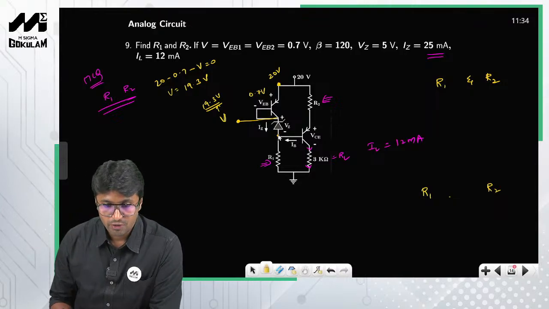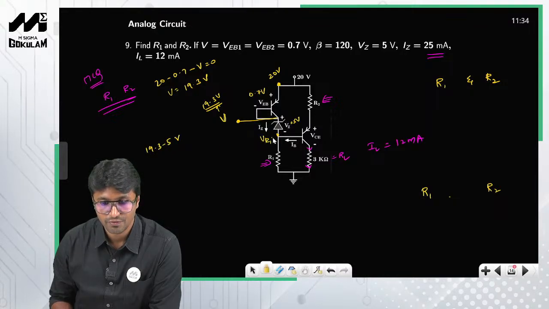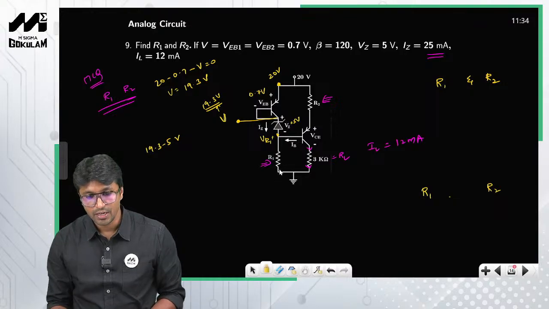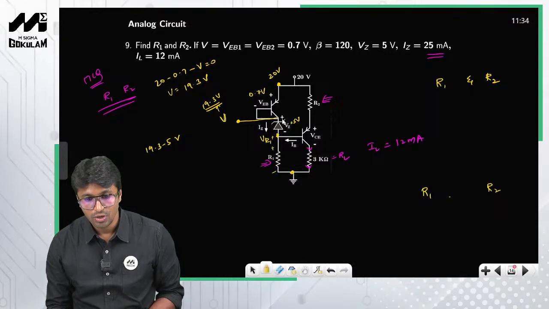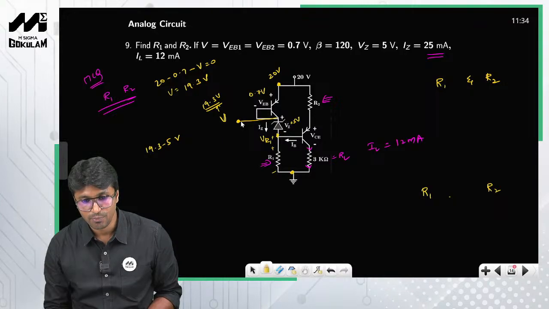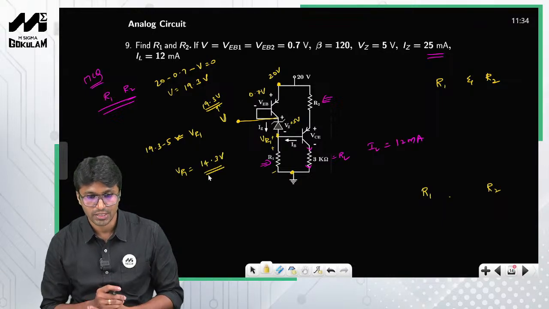Now look at this one. What will be this node voltage? This voltage is nothing but 19.3, and the voltage across the Zener diode is nothing but 5 volts. So 19.3 minus 5 will be the voltage across R1. This is the only network element between this node and ground. So the voltage across this particular resistor, I'll call it VR1. This node voltage is 19.3, and 19.3 minus 5 is nothing but VR1. So VR1 is equal to 14.3 volts.